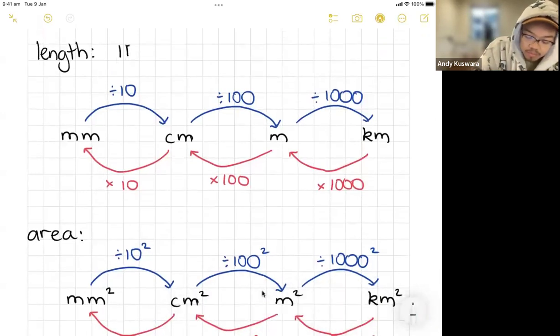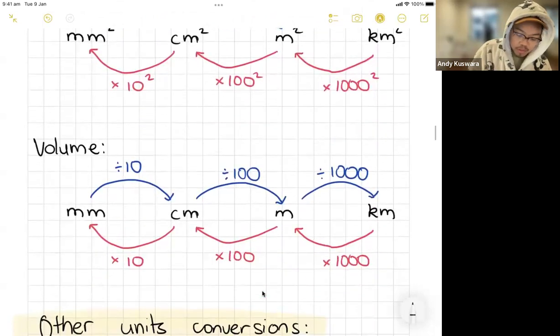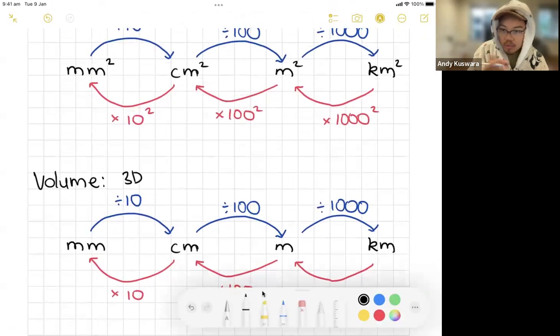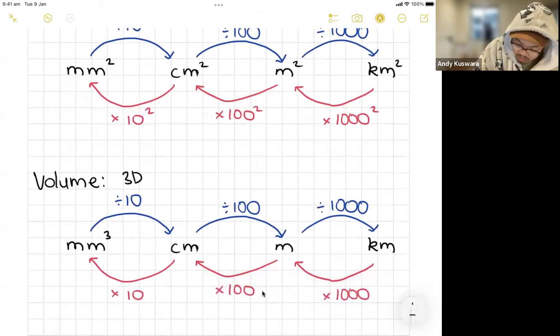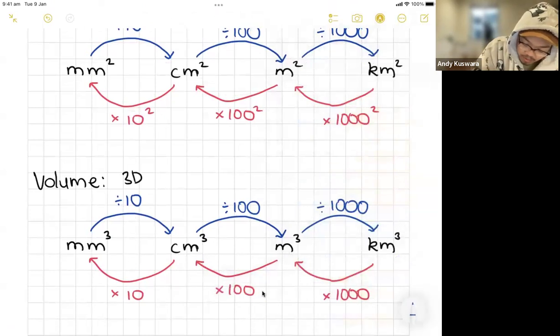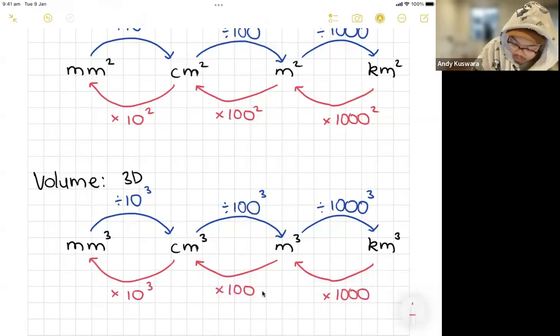Length is one dimensional. It's just a length. Area is two dimensional. So what naturally comes next? Volume, which is three dimensions. I've got a height, depth, and width. Let's see if you can guess what my units are now. Millimeters cubed, centimeters cubed, meters cubed, kilometers cubed. And you guessed it, what do you think is going to happen with the division and multiplication numbers? I'm going to need to cube them as well. So this is where the numbers get pretty big, pretty quick.